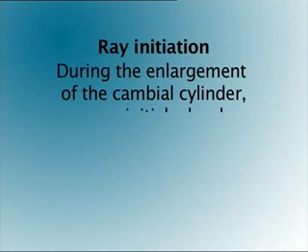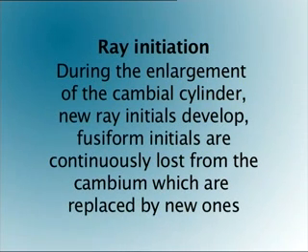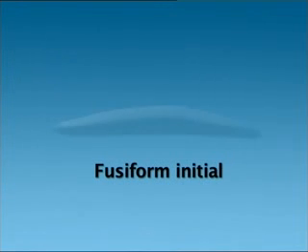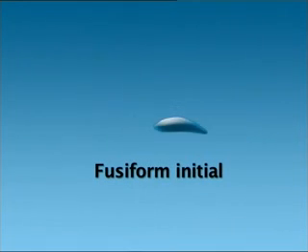Now, ray initiation. During the enlargement of the cambial cylinder, new ray initials develop and fusiform initials are continuously lost from the cambium, which are replaced by new ones. The ray initials may be formed in various ways as summarized here. Number 1. A single cell may cut off the side of the fusiform initials as a lateral segment. Number 2. A single cell may cut off the end of the fusiform initials as a terminal segment. Number 3. A declining fusiform initial may be reduced to a single ray initial.